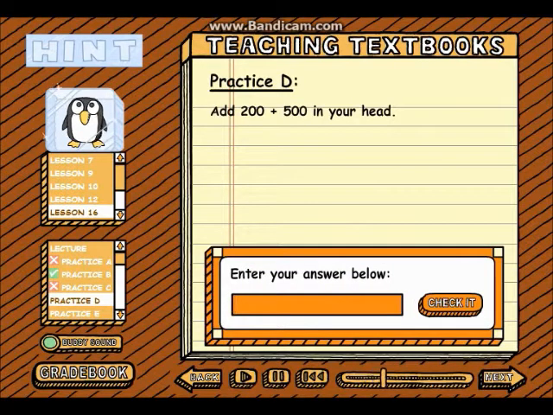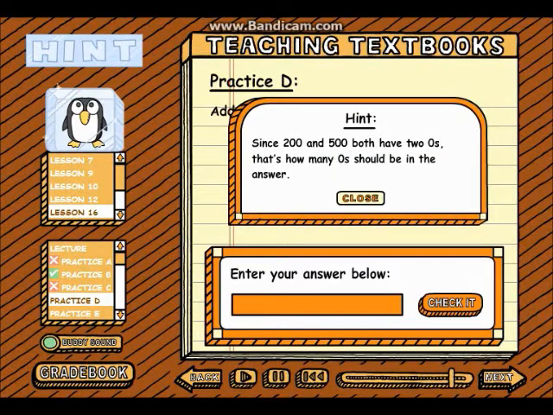For this problem, you need to add 200 plus 500 in your head. Here's a hint. Since 200 and 500 both have 2 zeros, that's how many zeros should be in the answer.